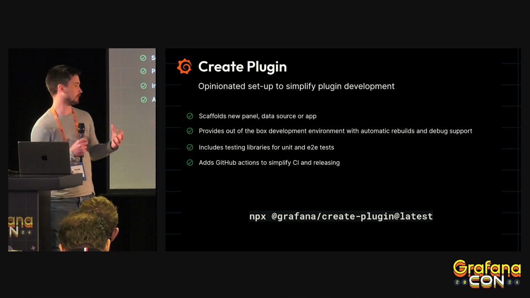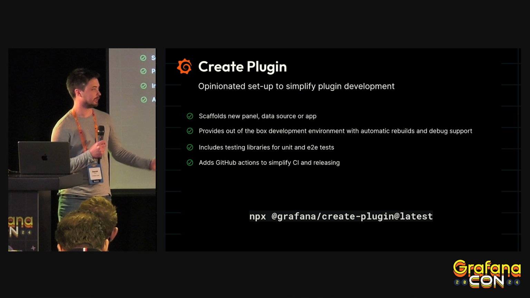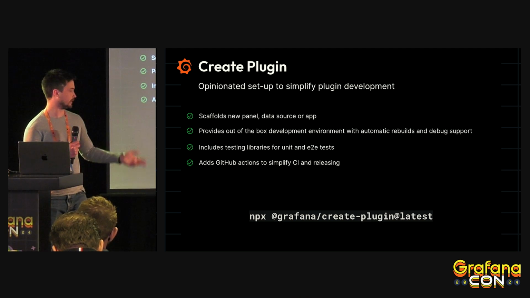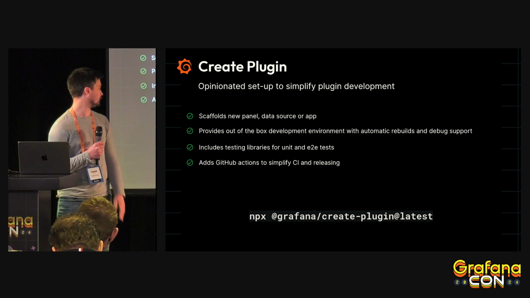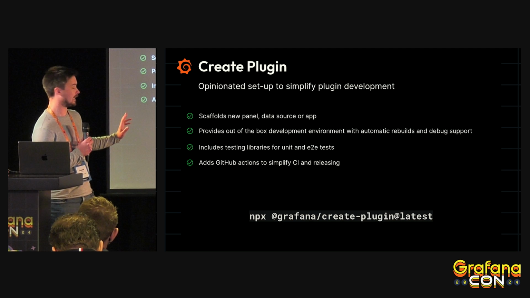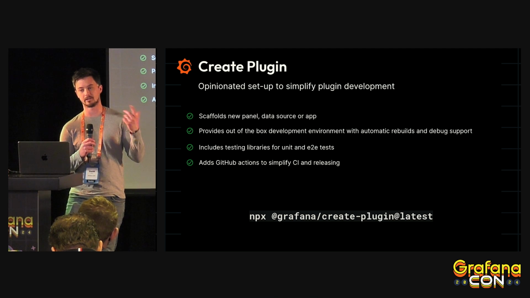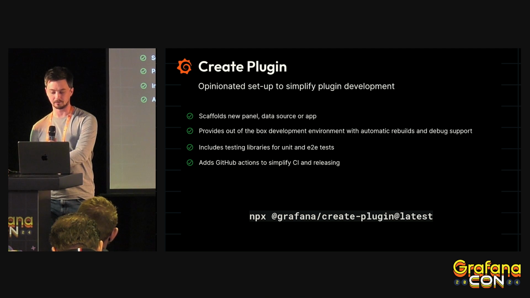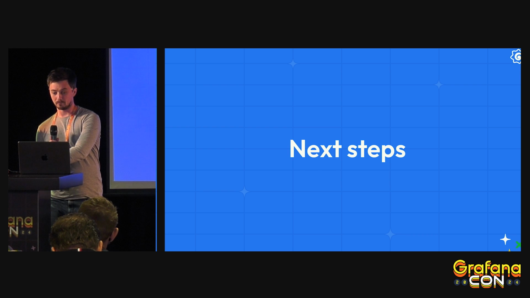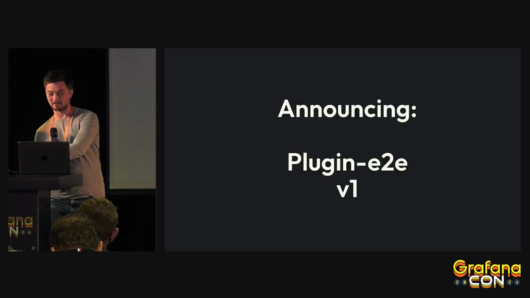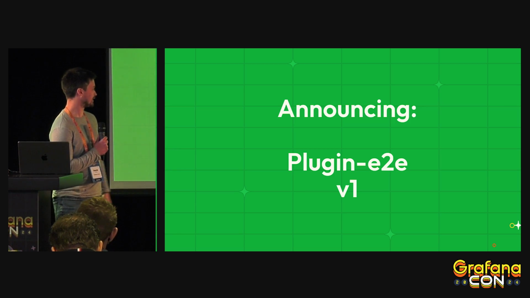It includes literally everything you need out of the box, including testing libraries for unit tests and end-to-end tests, sneak preview to what we're going to talk about in a second, and GitHub Actions to make it easy to do CI and actually release a new version. So this is going to be very quick, apologies. We're going to have to blitz through this.